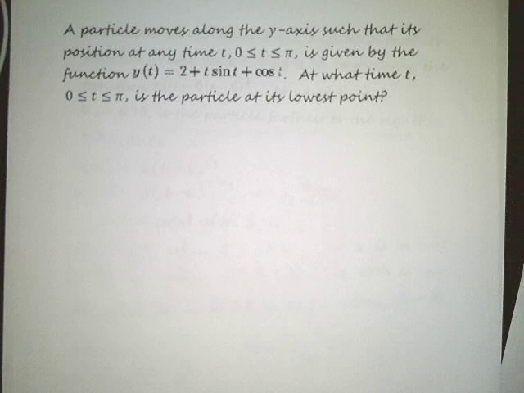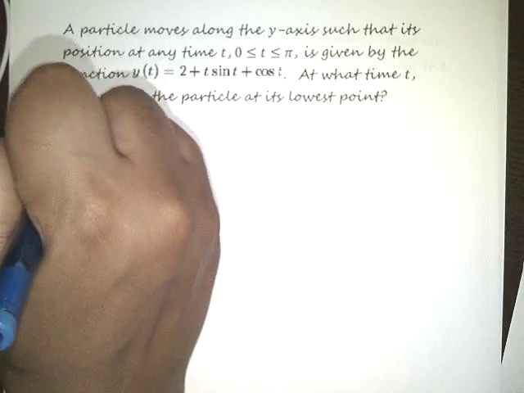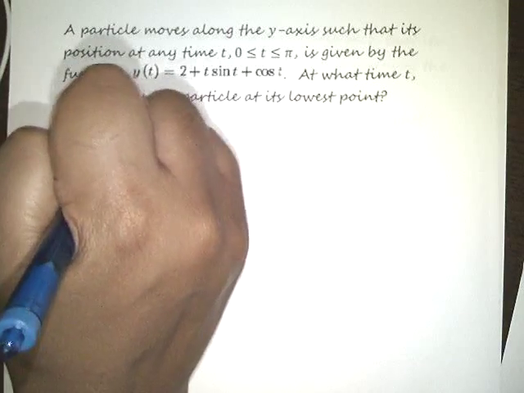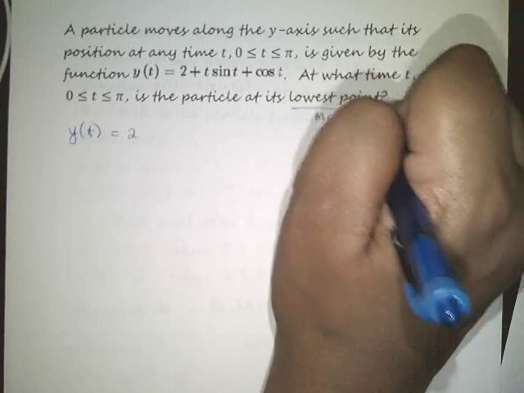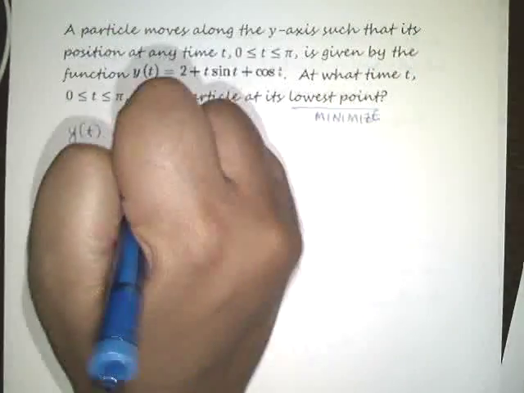A particle moves along the y-axis such that its position at any time t between 0 and pi is given by the function y of t is equal to 2 plus t sine t plus cosine t. At what time t, where t is on the closed interval from 0 to pi, is the particle at its lowest point? So since this is my position function and I want to minimize the lowest point, I want to minimize the position function.